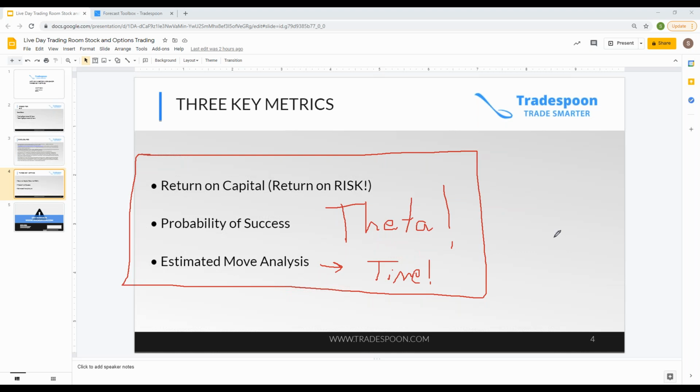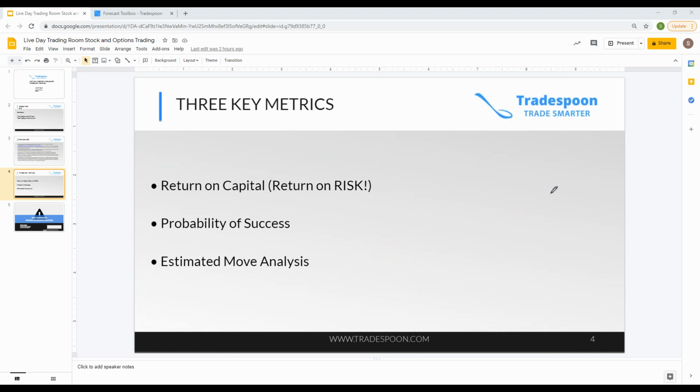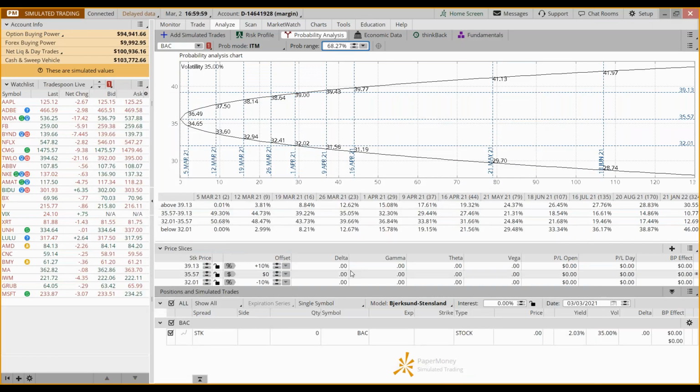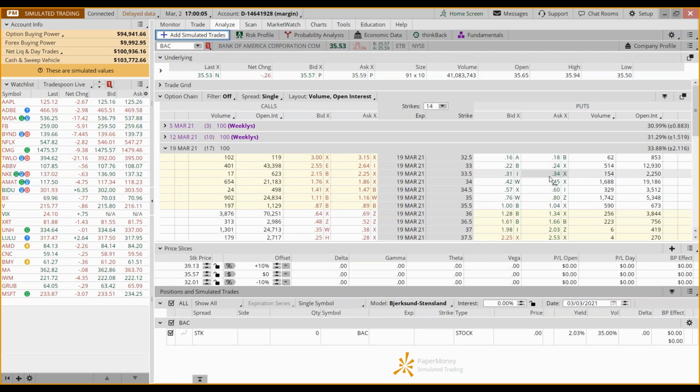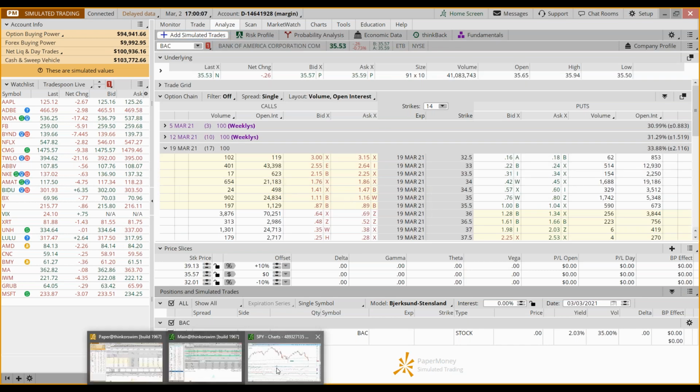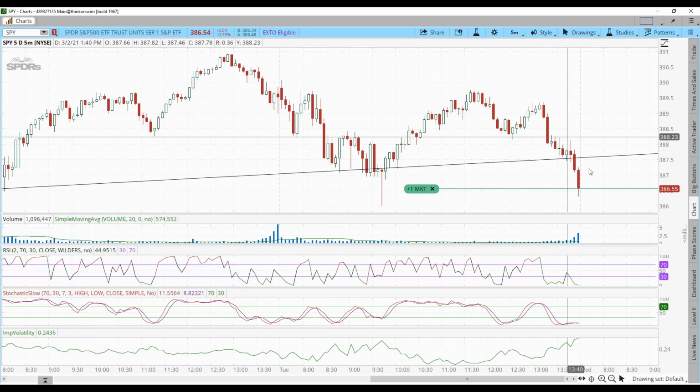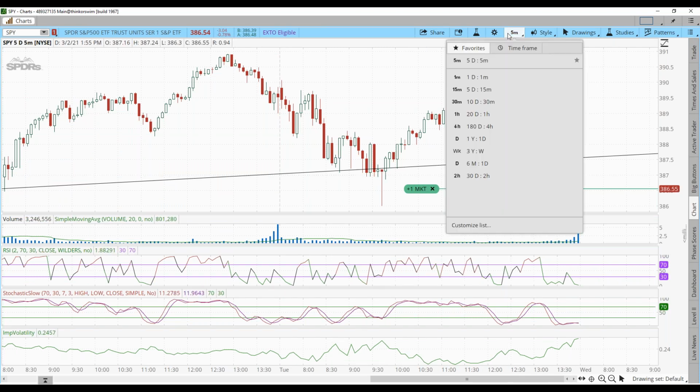Ted said, so we can see this by using price slices on TOS. That's probably the easiest way in my book. Price slices on Thinkorswim. So you'll notice I have this probability model here, and under this probability model, I have these slices. So I'm going to come in here, and let's look at Bank of America.